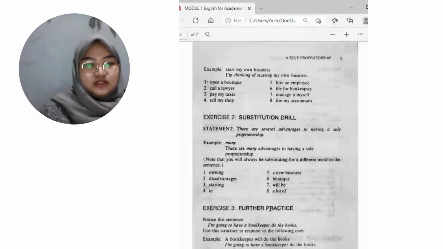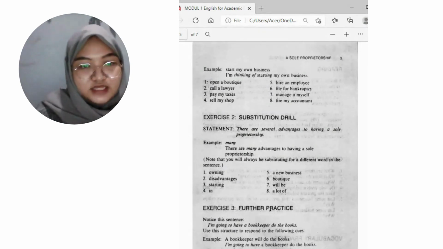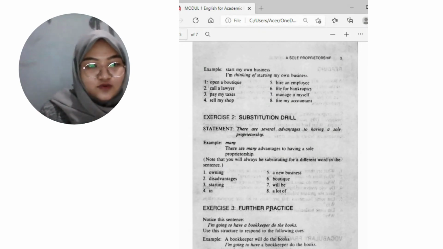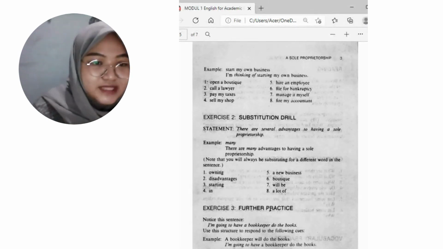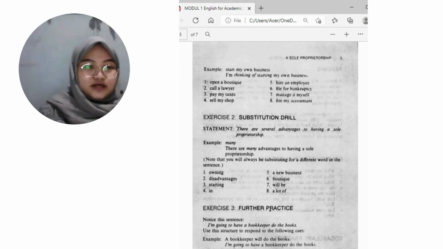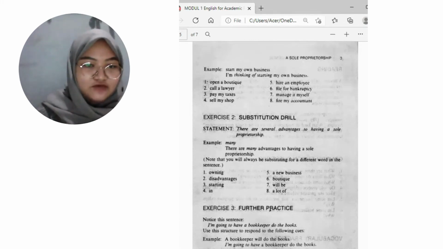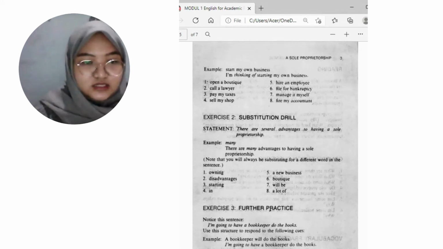Substitution drill. Statement: There are several advantages to having a sole proprietorship. Example: There are many advantages to having a sole proprietorship.